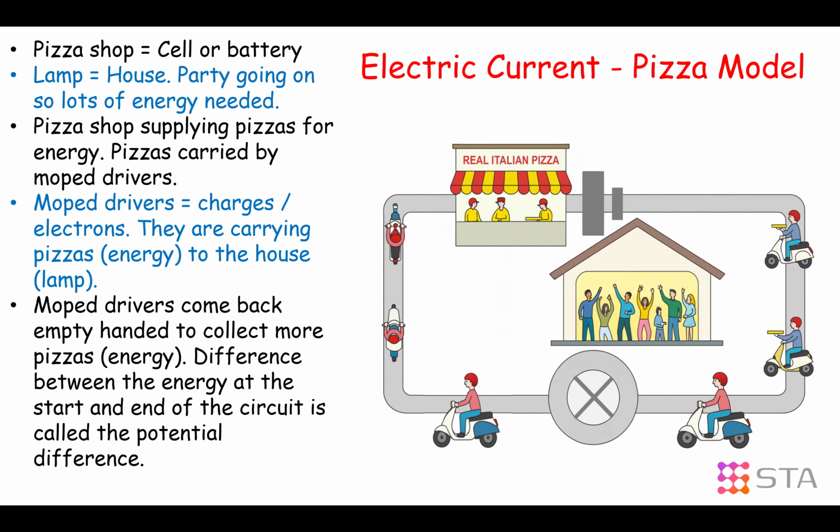Now, what happens once the pizzas have been delivered? The moped drivers go back empty-handed to the pizza shop in order to collect more pizza to deliver to more houses. In the same way, the electrons come back with less energy to the battery and they gain more energy, and then they go back around to the lamp. So the electrons continue to flow round and round, just as the moped drivers continue to flow on the roads, carrying the pizzas with them.